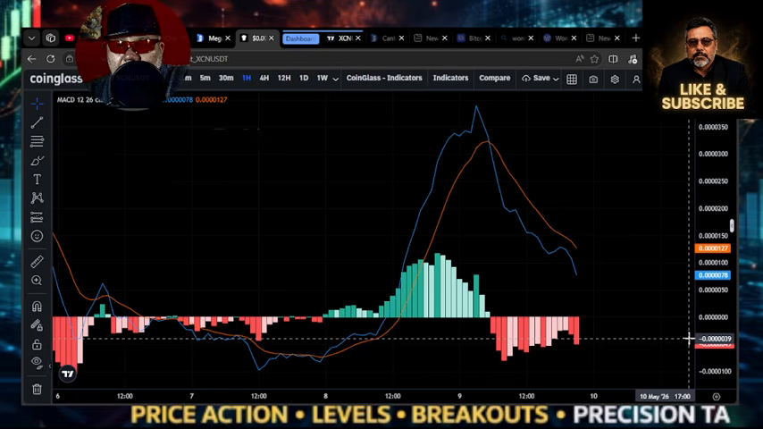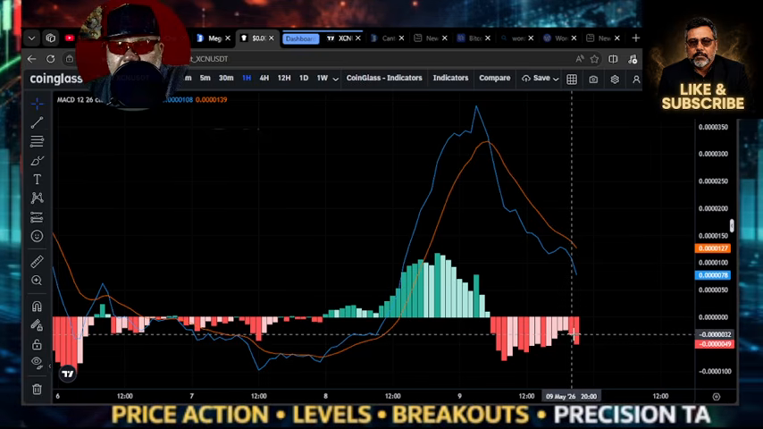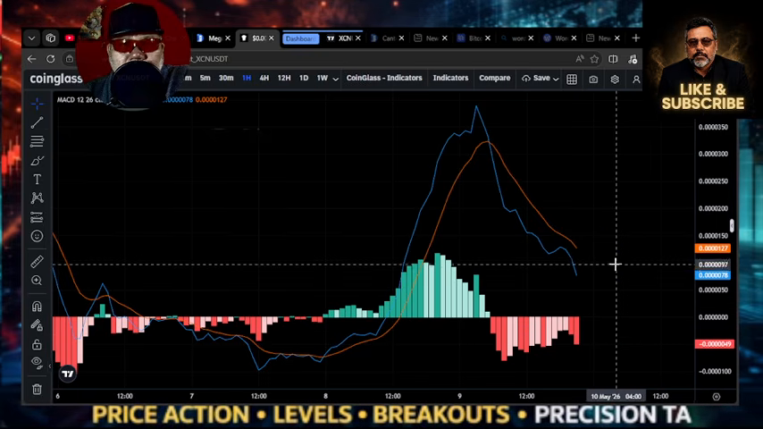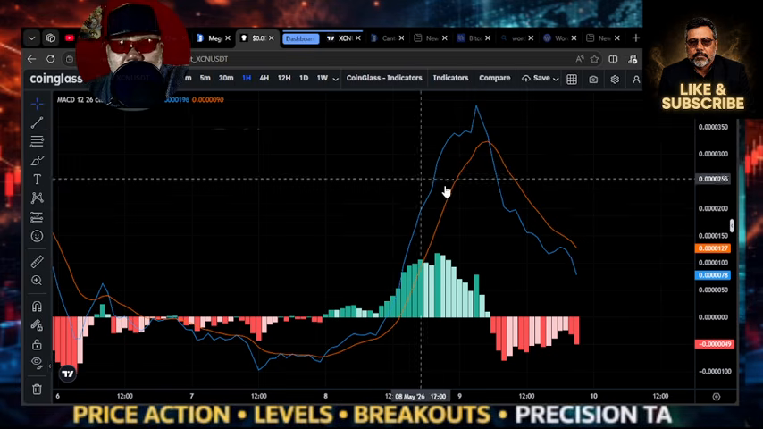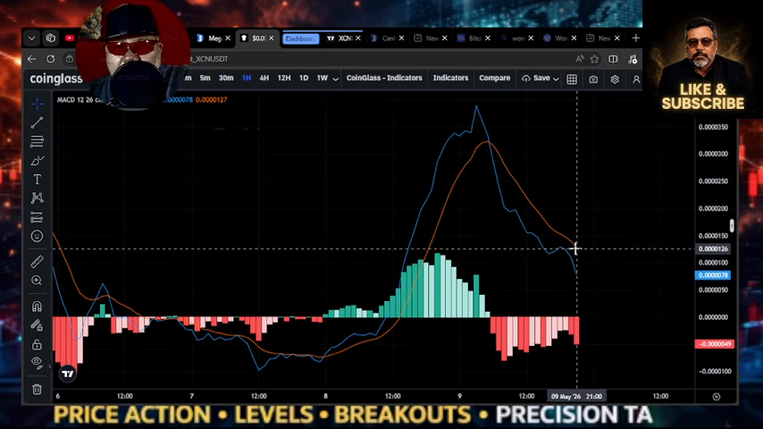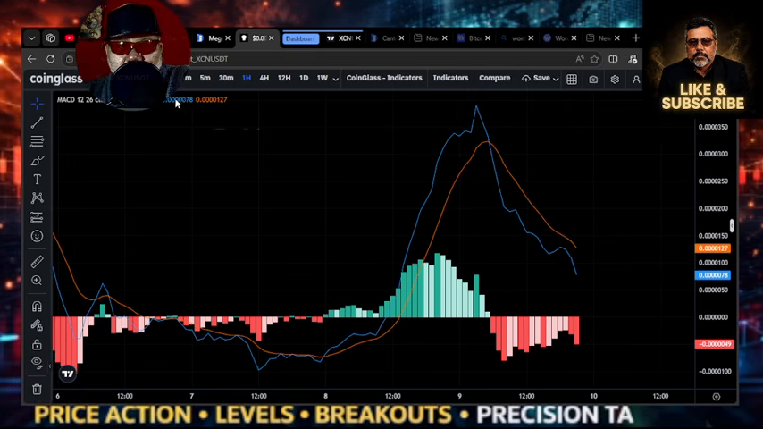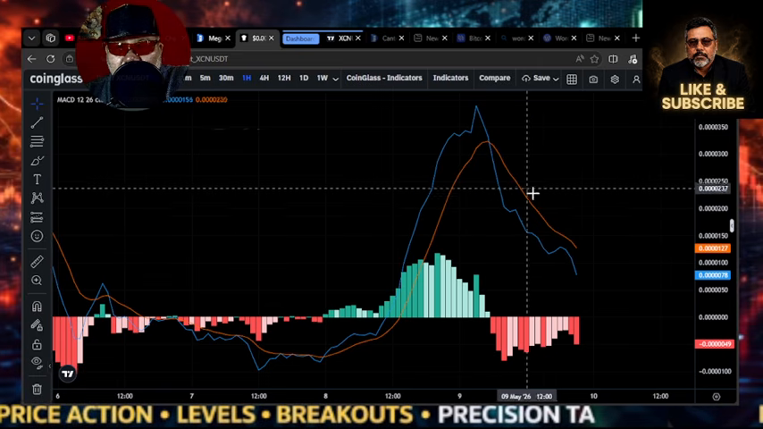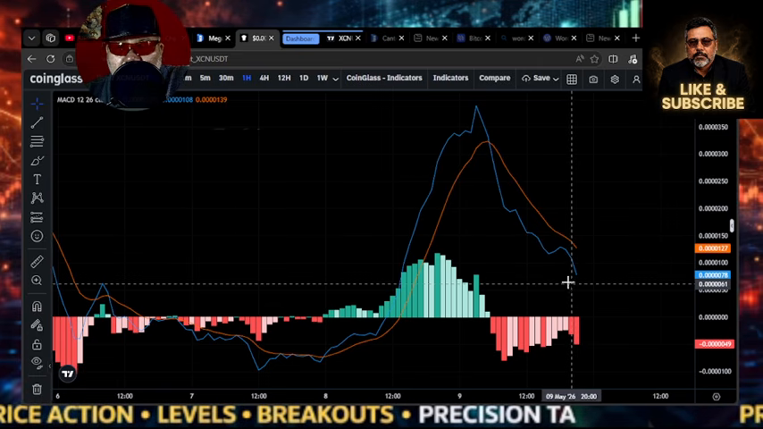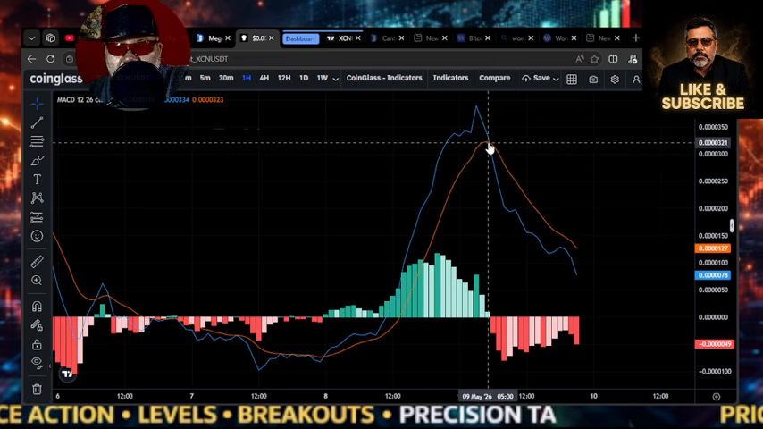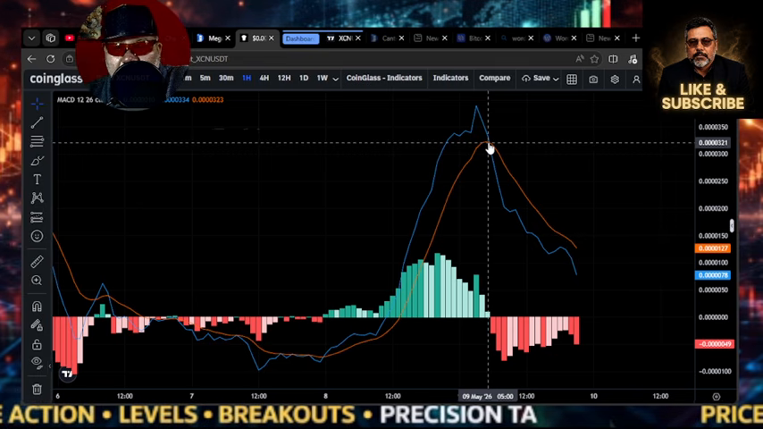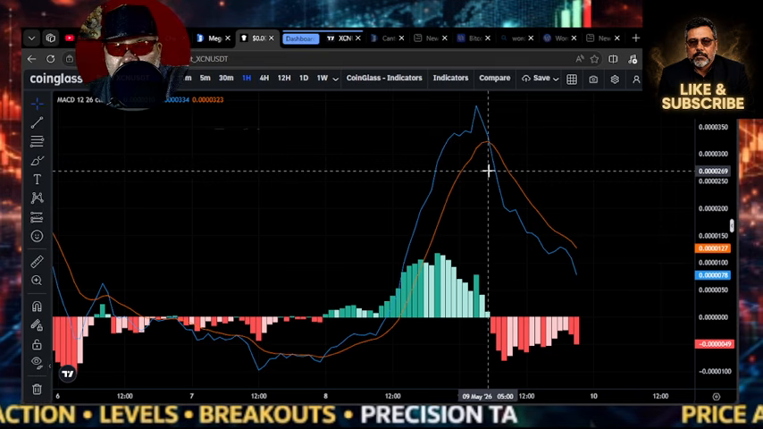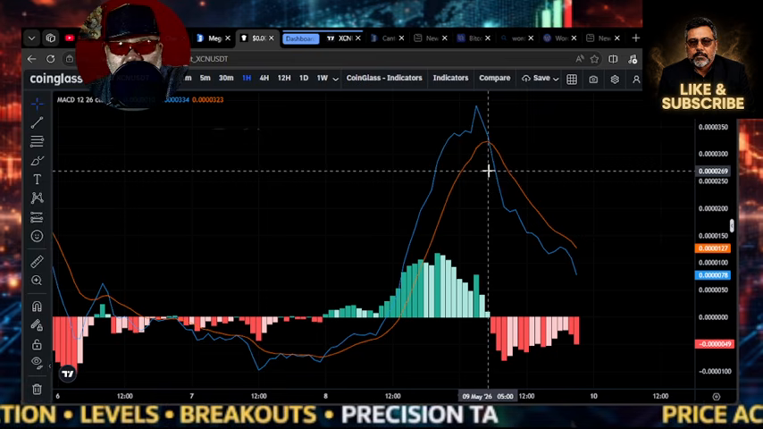Let's look at the MACD. MACD is still in a bearish momentum right now. You have the MACD coming down. It's below the signal line right here. This gold line is below, and it's been coming down since May 9th, earlier today on this 1 hour candle.